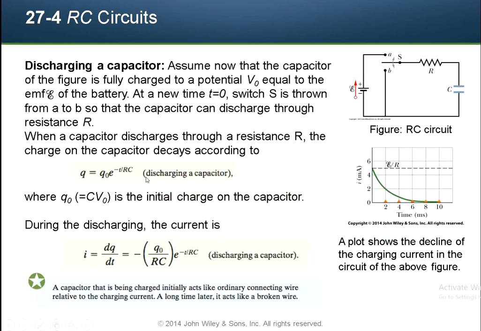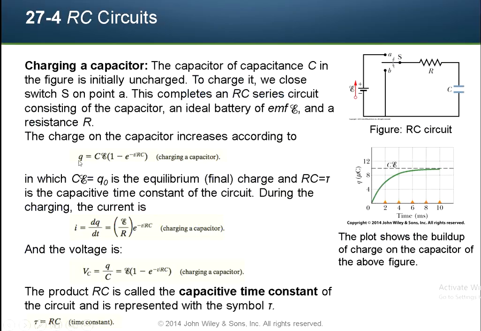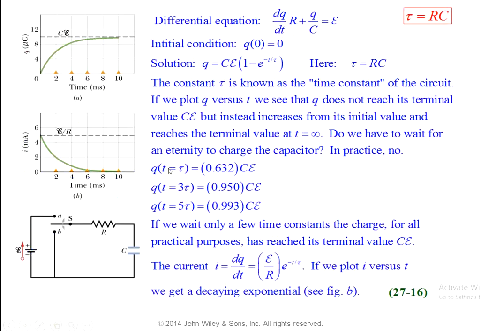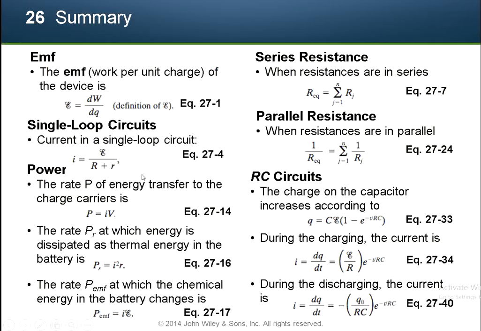For discharging a capacitor, we have a formula Q is equal to Q0 into e power minus t divided by RC. So if you look at charging a capacitor, Q is equal to C epsilon into 1 minus e power minus t divided by RC, and when discharging happens, Q is equal to Q0 into e power minus t divided by RC. These are the two formulas, remember.